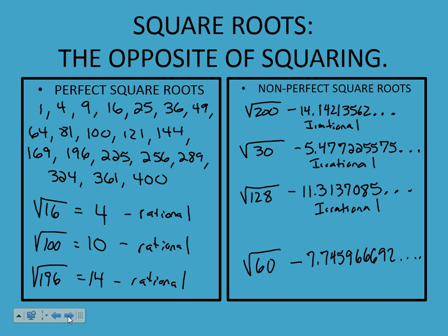Any questions? And again, this is irrational. So do you understand the difference between non-perfect square roots? Are all non-perfect square roots going to be irrational? Yes, because they're going to be in between. Okay. And all perfect square roots will give you whole numbers, which will be rational.